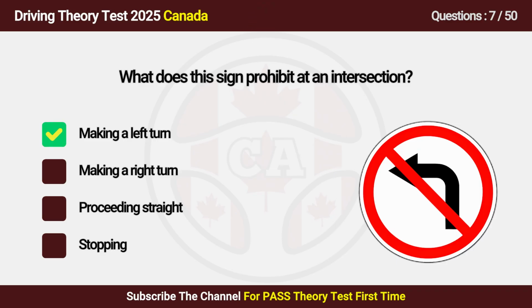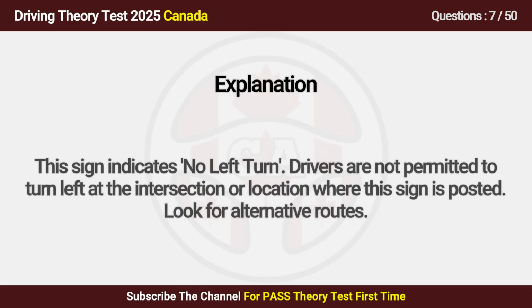Answer is A. Making a left turn. This sign indicates no left turn. Drivers are not permitted to turn left at the intersection or location where this sign is posted. Look for alternative routes.